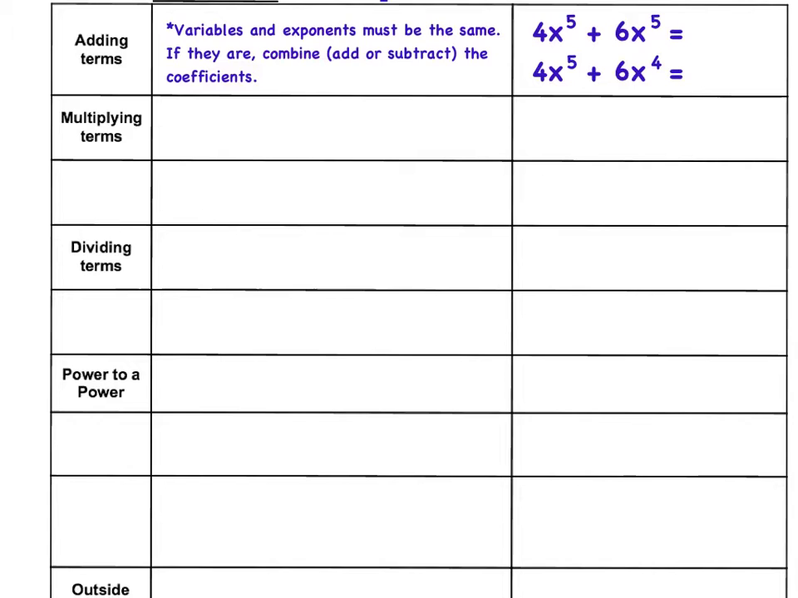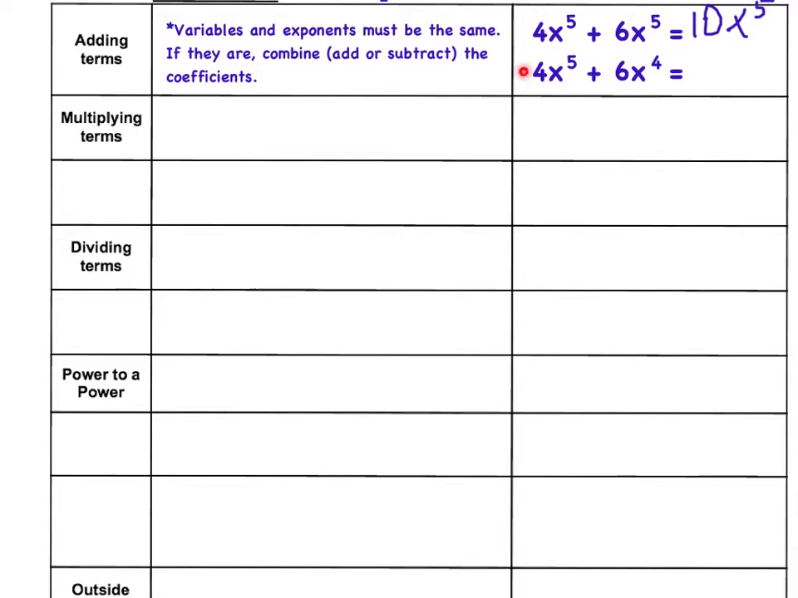So if we look at our two examples at the right, the first one is 4x to the fifth power plus 6x to the fifth power. And if you notice, the exponent and the variable, they're both x to the fifth power. So that means I can add the coefficients. Now remember, the coefficient is the number in front of your variable. So we know that 4 plus 6 is 10. So that's going to be the coefficient to my answer. And when we're adding or subtracting, we do not change the variable or the exponent. So the answer is 10x to the fifth power.